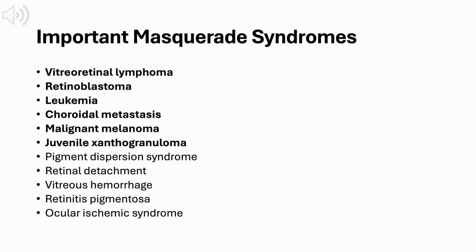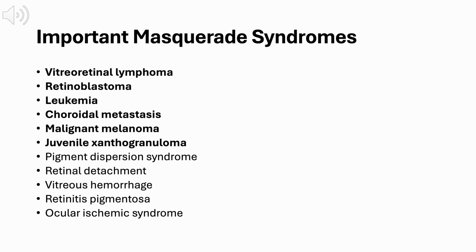These are the masqueraders, conditions that imitate uveitis but aren't inflammatory in the usual sense, and some of which are dangerous to miss. The neoplastic ones top the worry list: vitreoretinal lymphoma, retinoblastoma, leukemia, choroidal metastasis, malignant melanoma, and juvenile xanthogranuloma. Then the non-neoplastic mimics: pigment dispersion syndrome, retinal detachment, vitreous hemorrhage, retinitis pigmentosa, and ocular ischemic syndrome.